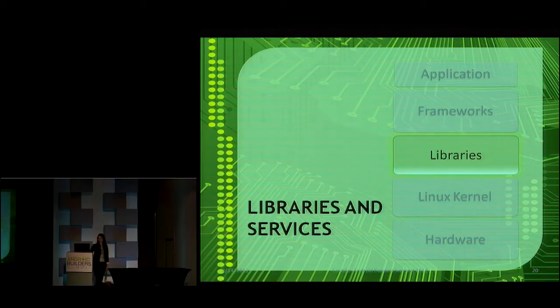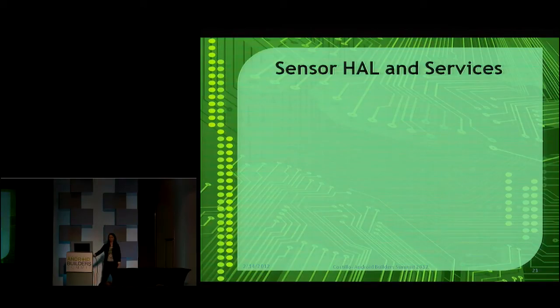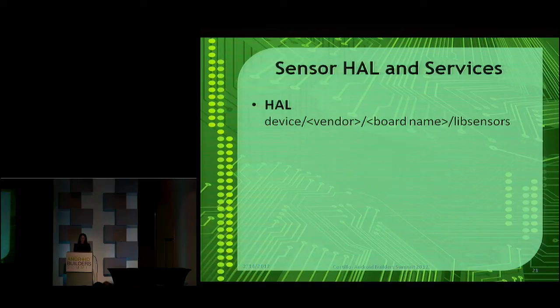Libraries and services. Your primary focus here is to determine where your gesture and calibration algorithms are going to go, because in most cases they end up in the library section in your sensor service. But before we get to that, make sure that you've implemented your HAL. This is probably where you have your platform or BSP team working.